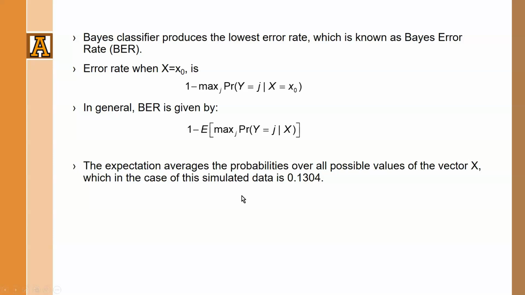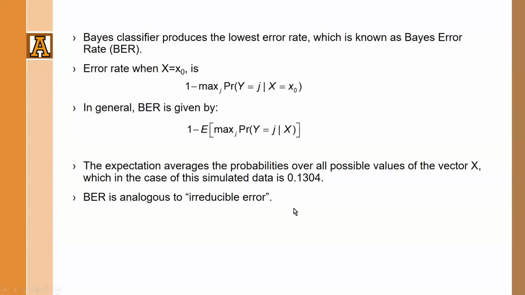What the expectation is doing is averaging the probabilities over all possible values of vector x, which has two components, x1 and x2. In this case, since it's simulated data, we know what that expected value is. And we know that in this simulated data, the base error rate is 0.13.